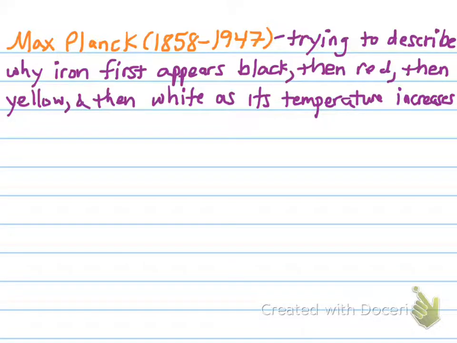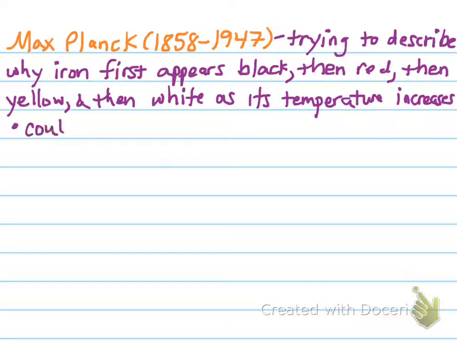And they knew that the blacksmith, the metal they started with, would start out as black. Eventually it would kind of start to glow red, yellow, and white. And based on what color it was glowing, the blacksmith would know whether or not the metal was ready to do whatever they needed to do with it. Okay, and scientists weren't able to explain why this was happening. So Max Planck is going to try to explain it.